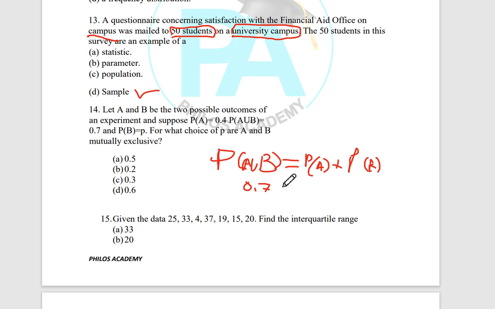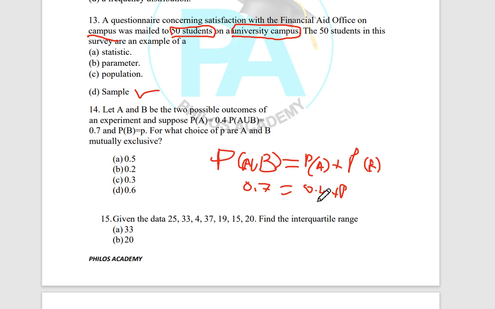0.7 is equal to probability of A, which is 0.4. When you actually understand, you can just look at the question and know the answer straightforward. You should just know what you will add to probability of A to get 0.7. What will you add to 0.4 to get 0.7? That's what you ask yourself. Okay, so plus P.